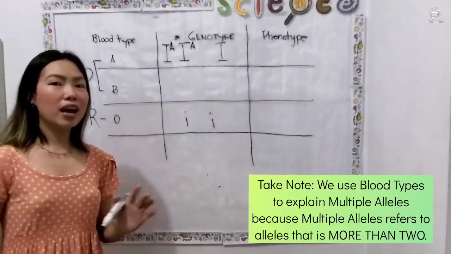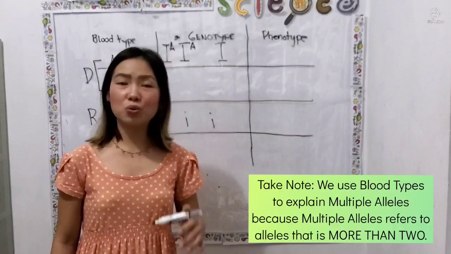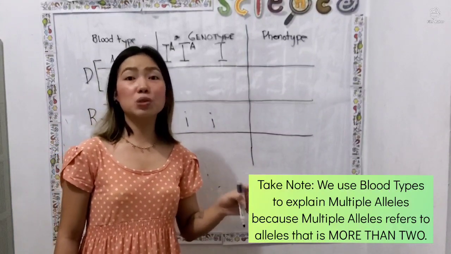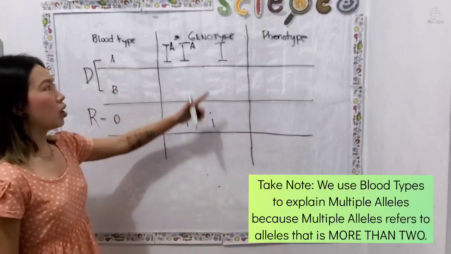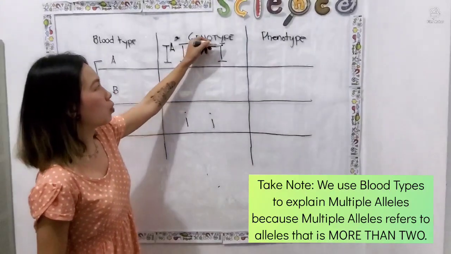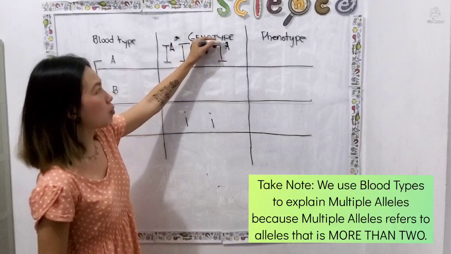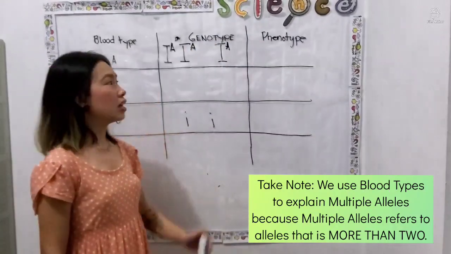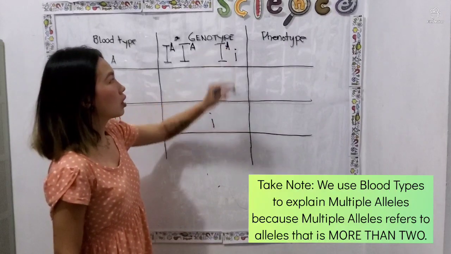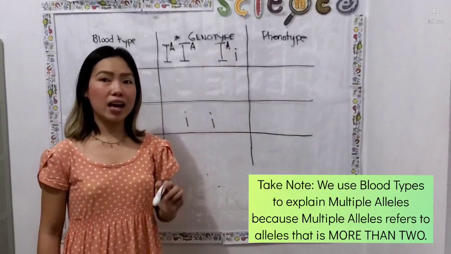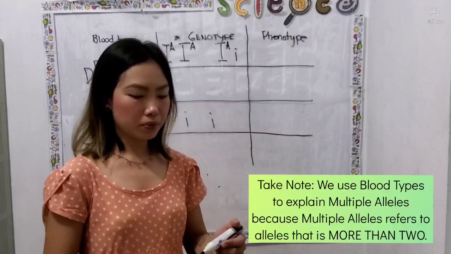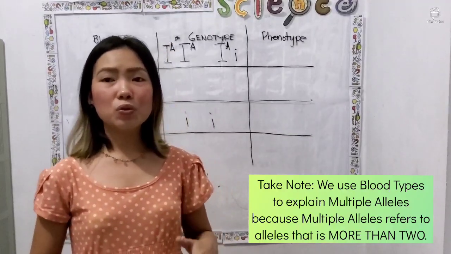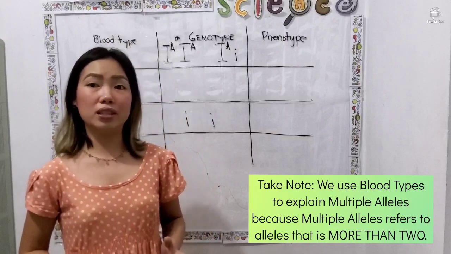Then, what would be our heterozygous blood type A? So, kung heterozygous, one is capital and the other one would be a small letter. So, in the capital letter, we will have a superscript of letter A to represent it as blood type A. Then, we will put a small letter I. And that is now our heterozygous blood type A.